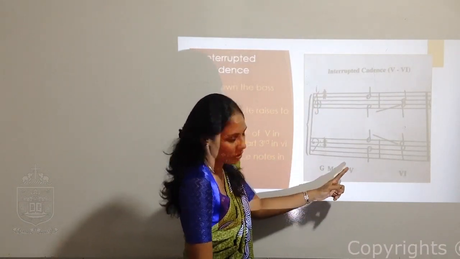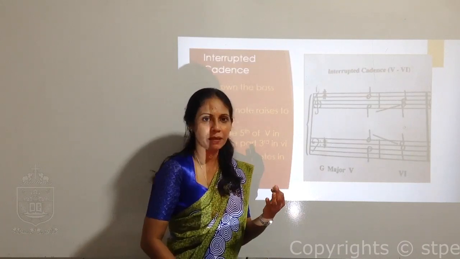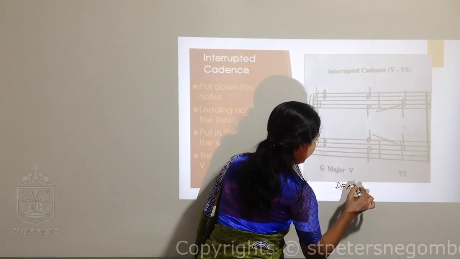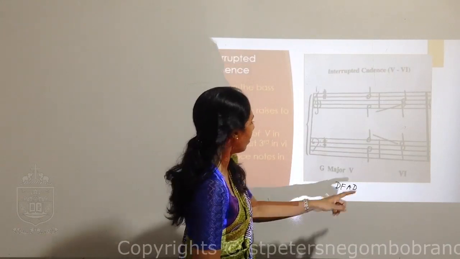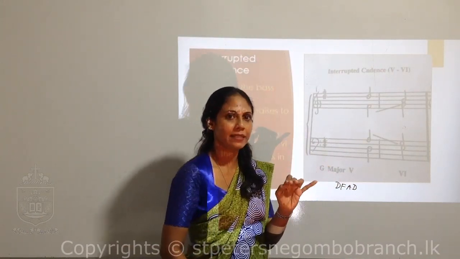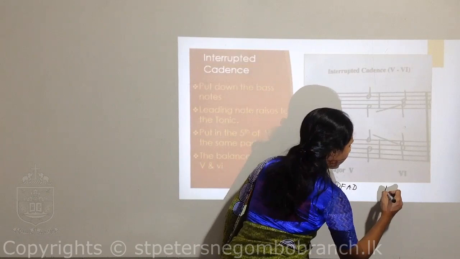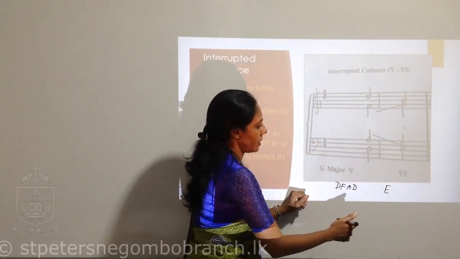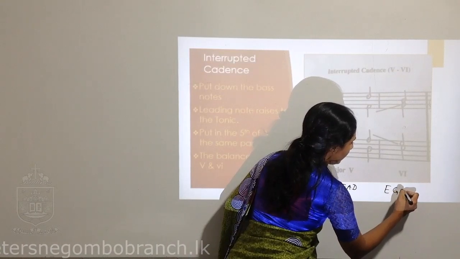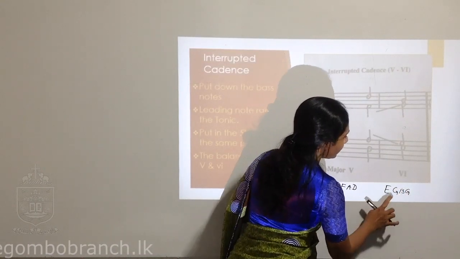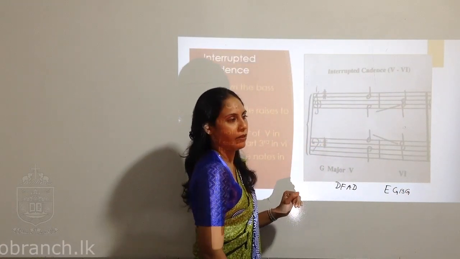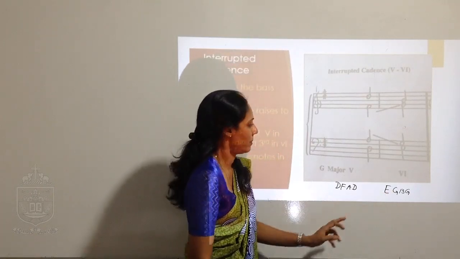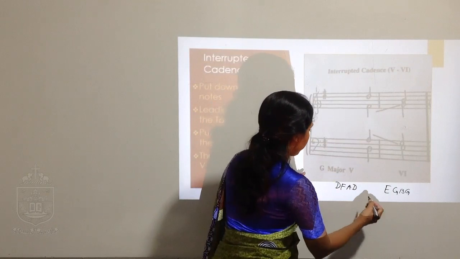In G major, chord 5: G, A, B, C, D. The chord is D, F, A, D. Chord 6: G, A, B, C, D, E. The chord is E. When you are forming chord 6, E, G, B, G, you should double the third. That is only for chord 6.